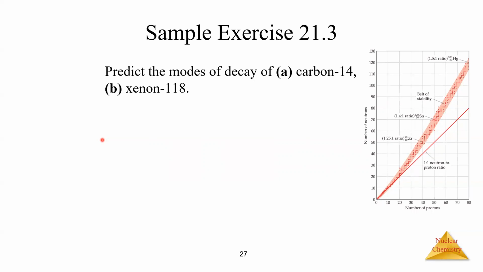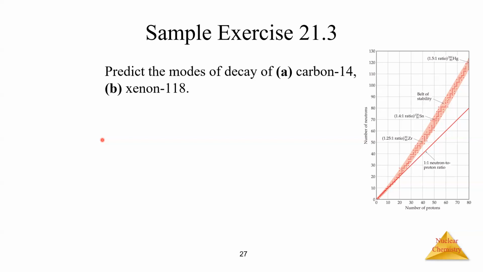But with the examples we have here, we've got carbon-14, xenon-118, and we want to determine what type of decay. So we've got alpha, beta, gamma radiation, positron emission, electron capture. So we've got those different types of decay. And then with the belt of stability, we can use that to essentially locate where this isotope would be relative to that belt of stability.